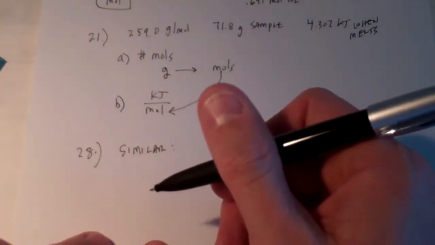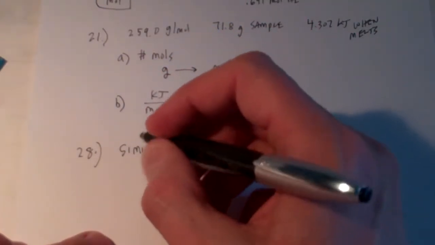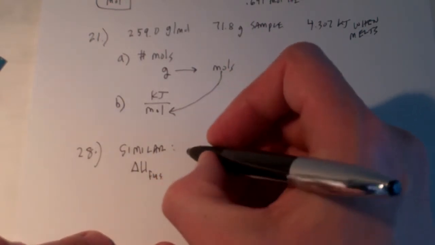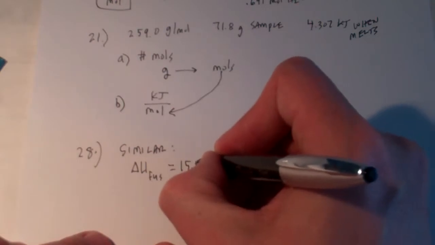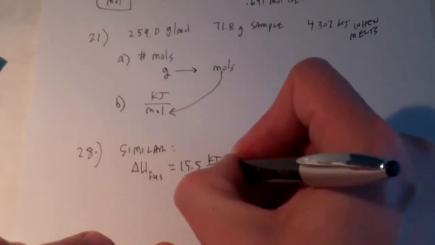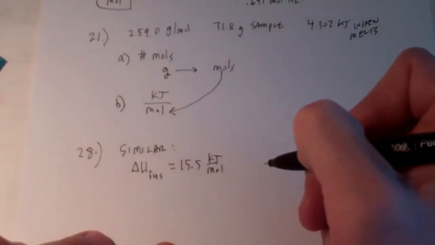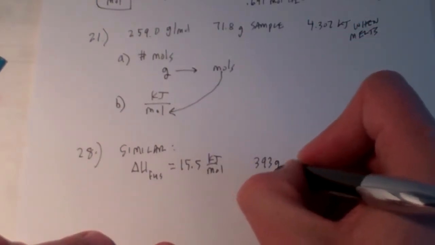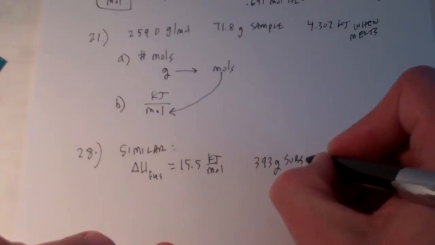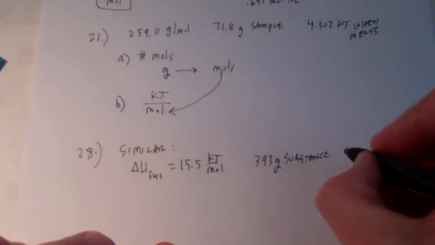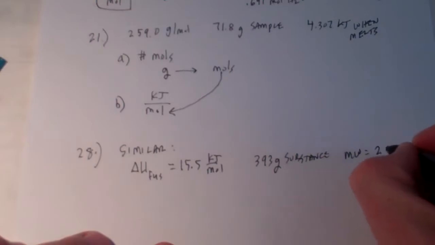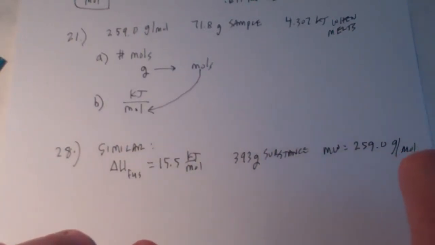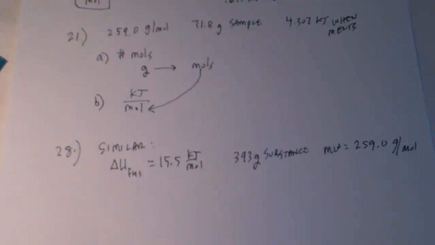In my problem, I have a substance whose molar heat of fusion, delta H of fusion, is 15.5 kilojoules per mole. And I want to know how much heat is required to melt 393 grams of this substance if its molecular weight is 259.0 grams per mole. So here we go.